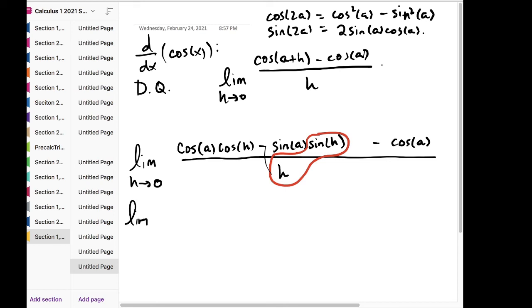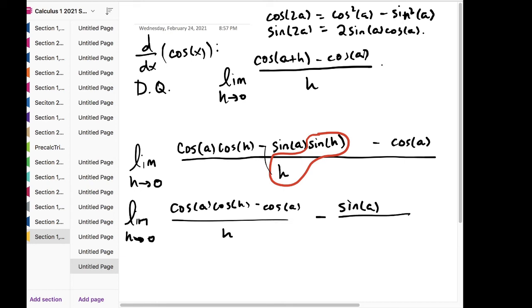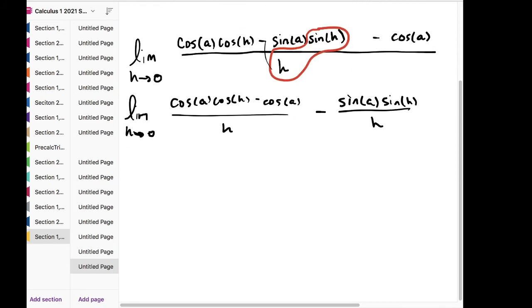So this is very similar to what we did for sine. So we have cosine a cosine h minus cosine a over h, and then minus sine of a sine of h over h. Okay. So let's focus on the first limit. How do you solve this limit? Remember, your limit is of h.